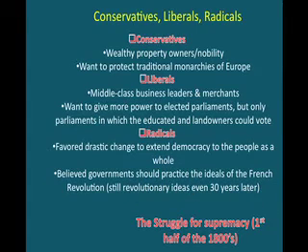And lastly, radicals. They favored drastic change to extend democracy to the people as a whole. They believed government should practice the ideals of the French Revolution. And again, these are still revolutionary ideas even 30 years later. And of course, the struggle between these types of groups still exists today.